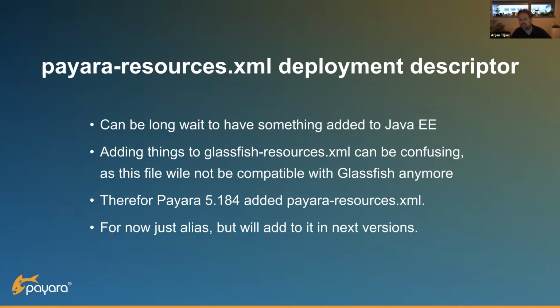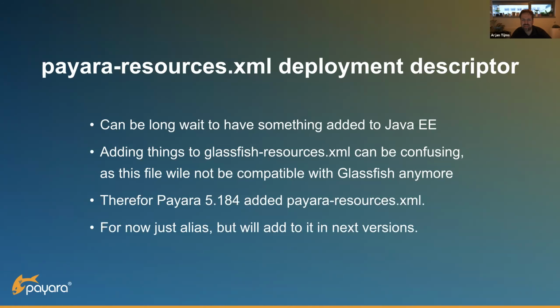So in Payara, when you do want to add resources to those files, you could add them to glassfish-resources.xml, but that's confusing as well, since that file is assumed to be compatible with GlassFish, so the same archive could be deployed to GlassFish as well. But if you add specific things to that, they won't be compatible anymore. So for that reason, we added a new deployment file. It's payara-resources.xml. And this file at the moment is just an alias.